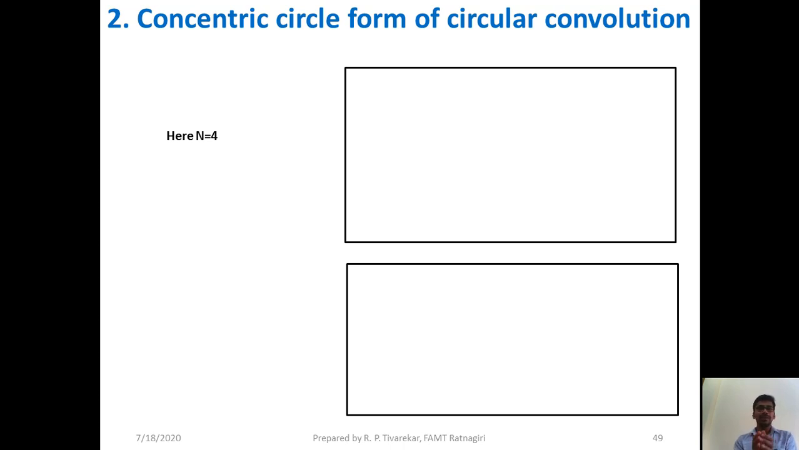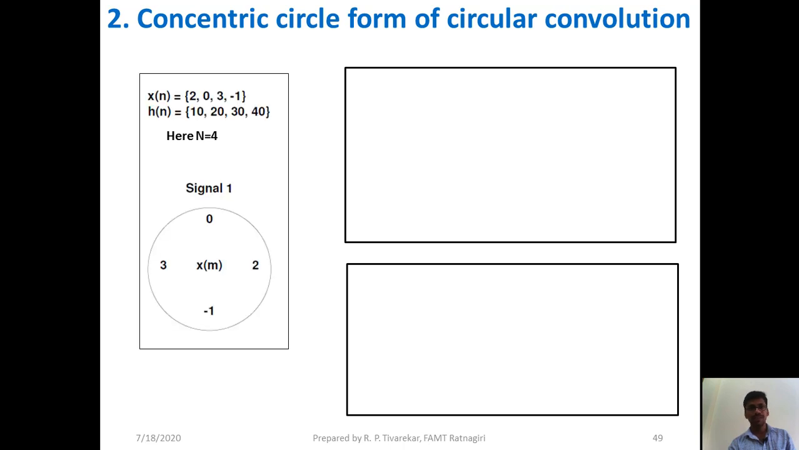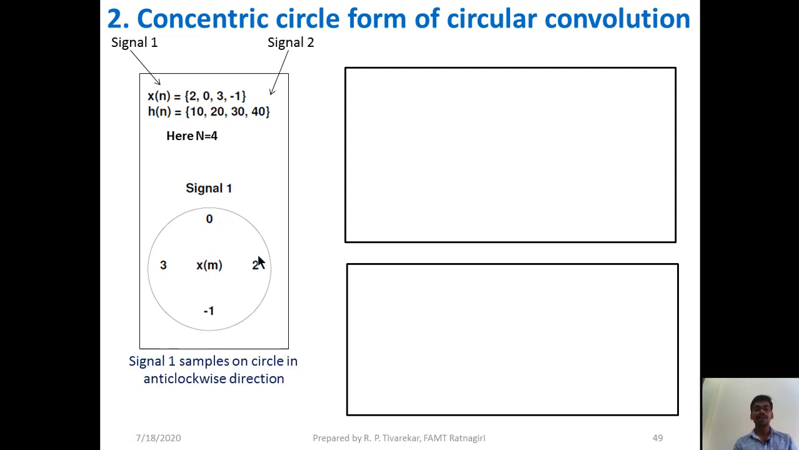At first it might feel a little difficult, but it's easy to do. What we do here is, we are considering N equal to 4 again with the same input sequences. I am writing the first signal as it is. Signal 1 is x of n, signal 2 is h of n. What is that? 2, 0, 3, minus 1. I am considering that this is the sample at origin, the first sample, 2, 0, 3 and minus 1. I have written it in an anti-clockwise direction. So the first sequence is written in an anti-clockwise direction.